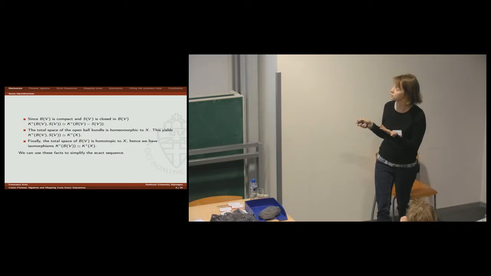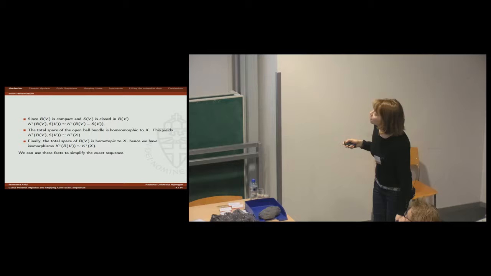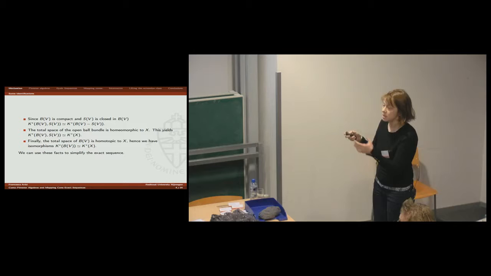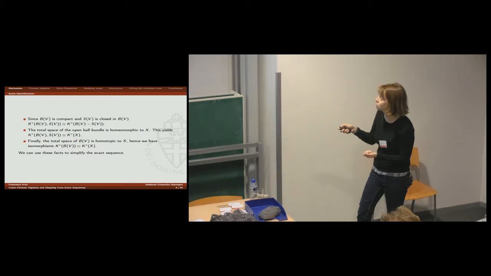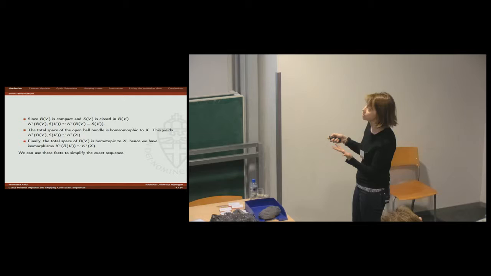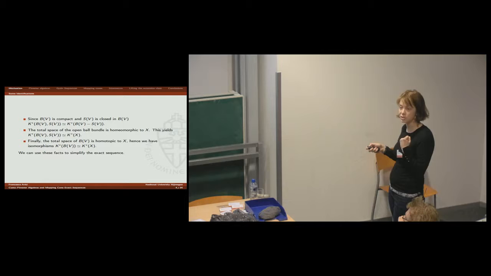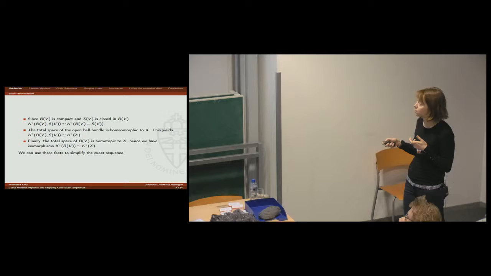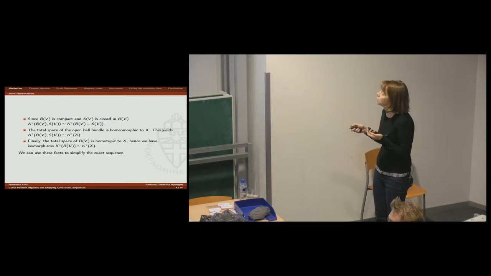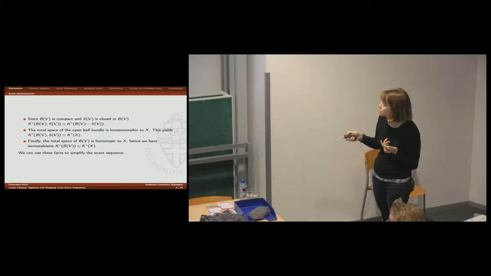Which will be interesting. Moreover, the total space of the open ball bundle, which is this thing, is actually homeomorphic to the base space. So when we do a second identification, we can identify the relative K-theory group with the K-theory of the base space. Finally, the ball is homotopic to the base space. So we have a second identification, between the K-theory of the total space of the ball bundle and that of the base space. So we can identify these spaces, and in particular, the sequence will end up having this form.